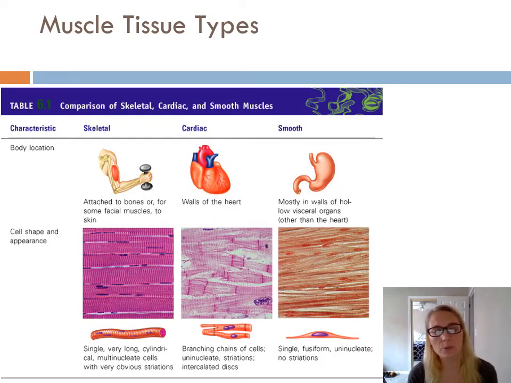To begin, we're going to take a brief review of our muscle tissue types. So going back to our chapter 3 tissues information, if you remember, muscle tissue was one of our 4 major types of tissue. And then we had 3 different types of muscle tissue. So we had skeletal, which is attached to your bones primarily. We have cardiac, which makes up the walls of your heart. And we have smooth muscle, which makes up the walls of your hollow organs, like the stomach and the intestine, esophagus, bladder, uterus, those types of things.